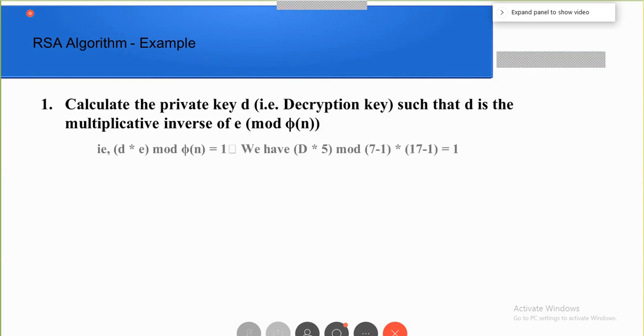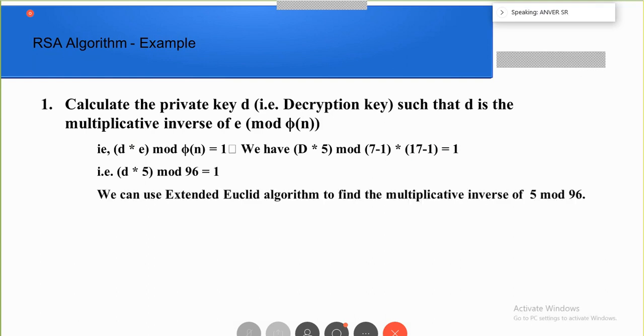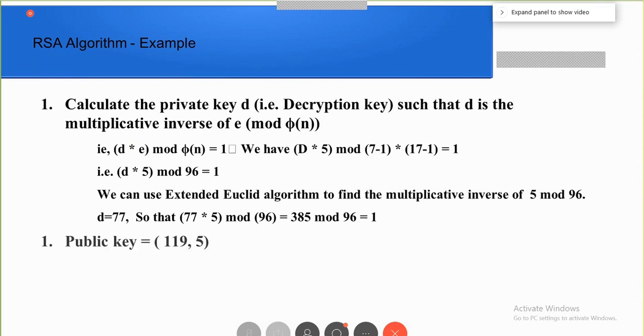Next, this is step 5 actually. Calculate the private key D, that is the decryption key, which is the multiplicative inverse of E. The condition is D into E mod phi of n is congruent to 1. That is, D into 5 mod 96 is equal to 1. So using the extended Euclid algorithm, we will get D as 77.